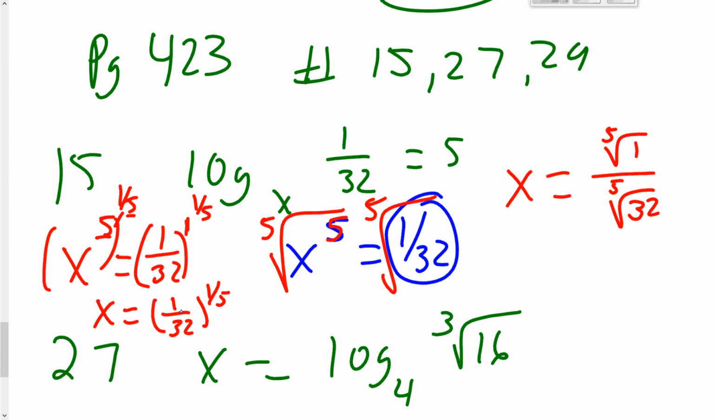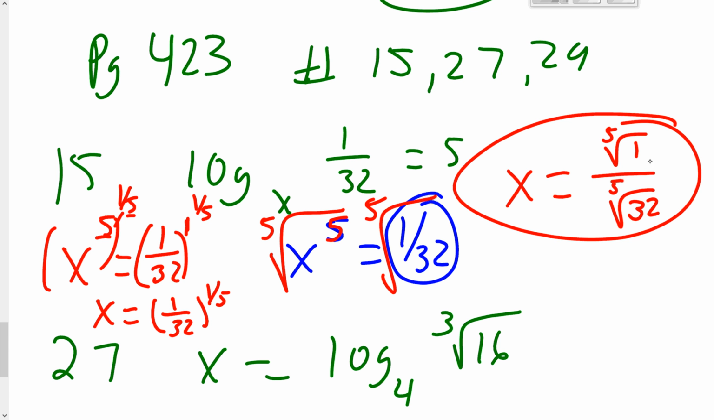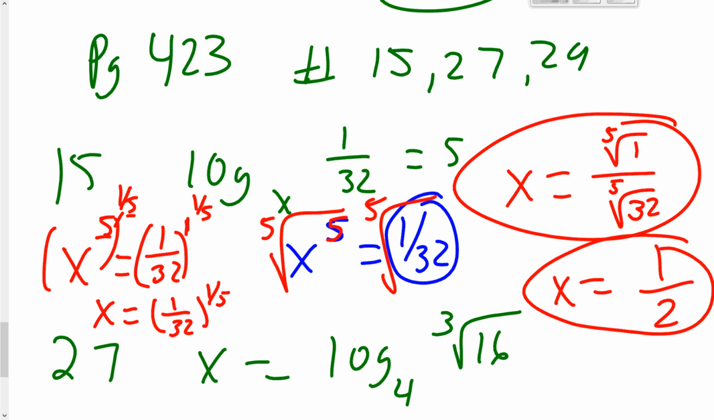And then I would distribute that to 1 and distribute that to 32, which is the same thing as this right here. Now, the 5th root of 1, or 1 to the 1/5, is asking to what times itself 5 times is 1? Well, that's 1. And then what times itself 5 times is 32? Well, that's 2. So 1/2 is your answer, and you could plug it back into the exponential right here, 1/2 times itself 5 times is 32. So that's the answer to 15.